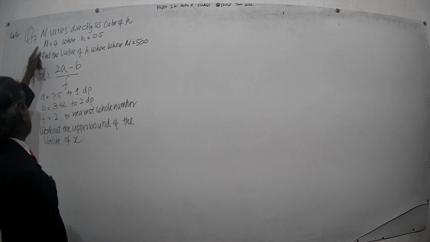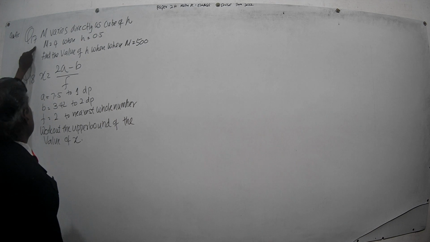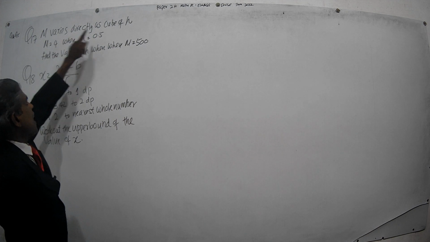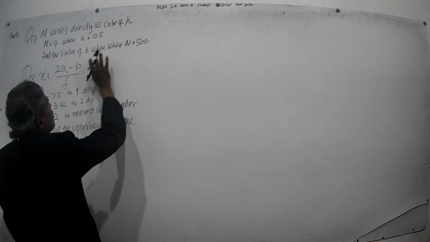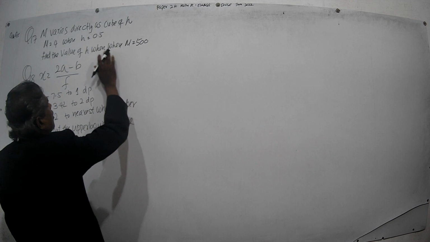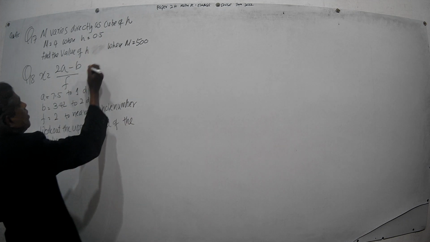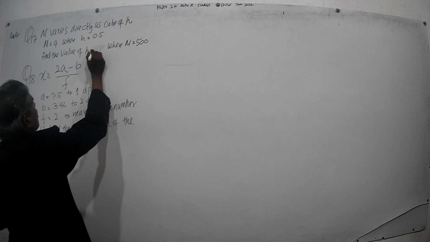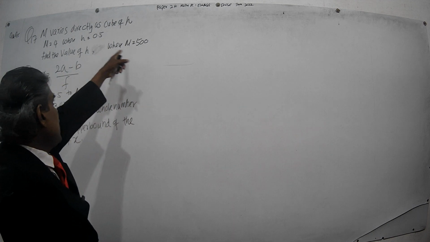Question 17 is a variation of the proportion question. Question 17 says M varies directly as cube of h. M equals 4 when h equals 0.5. Find the value of h when m equals 500. You have to find the value of h when m equals 500.